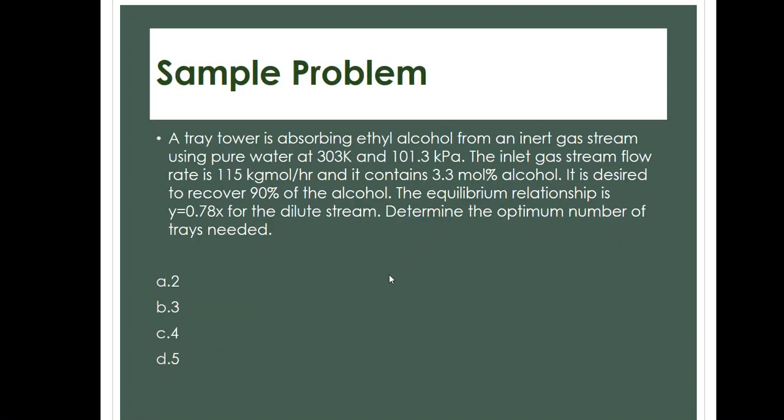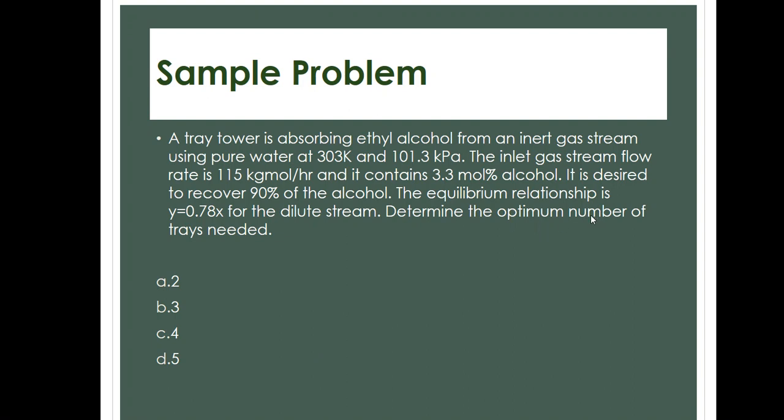Okay, here's a sample problem. It talks about a tray tower which is absorbing ethyl alcohol in an inert gas using pure water, again pure water, on the specified condition. The inlet gas stream flow rate is 115 and it contains 3.3 mole% alcohol. It is desired to recover 90% of the alcohol, and the equilibrium relationship is y equal to 0.78x. We are to determine the optimum number of trays.